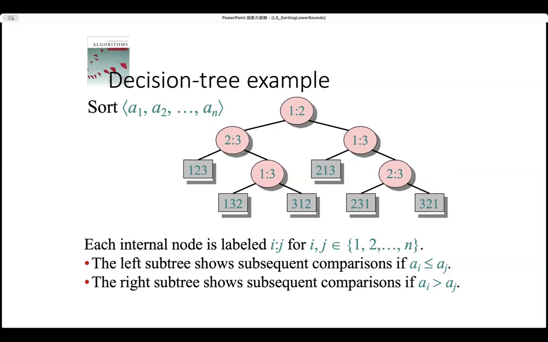So you could see that any leaf nodes will represent the situation of the order of your numbers. Or you can say the permutations of numbers. And each internal node represents one comparison.